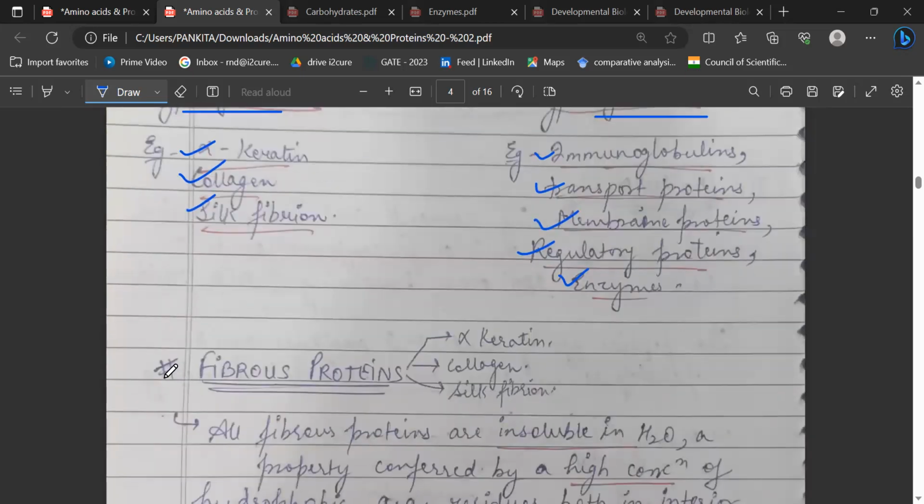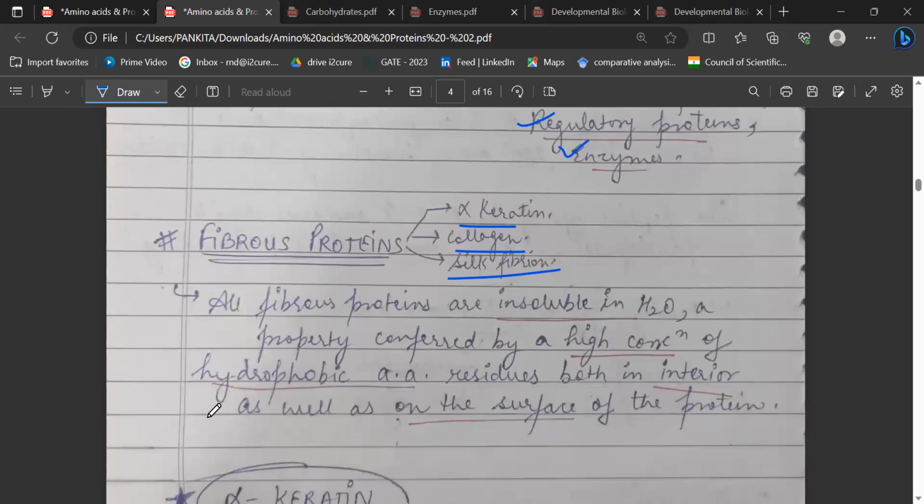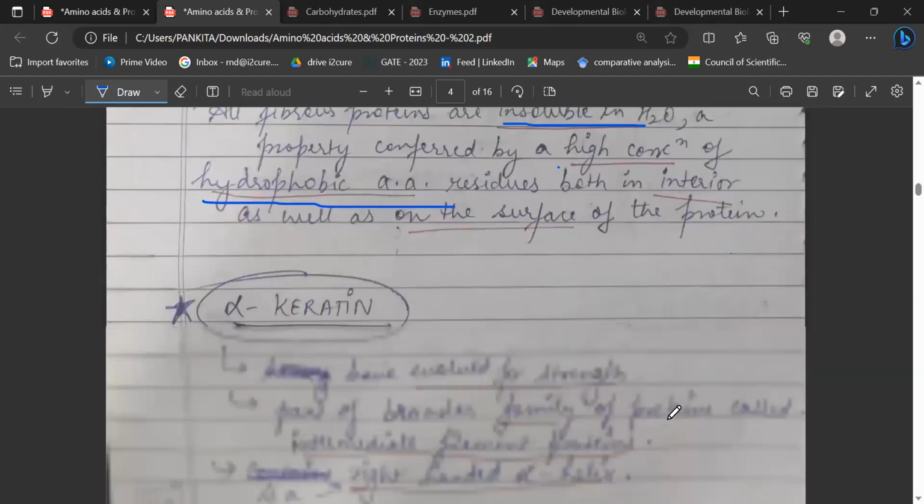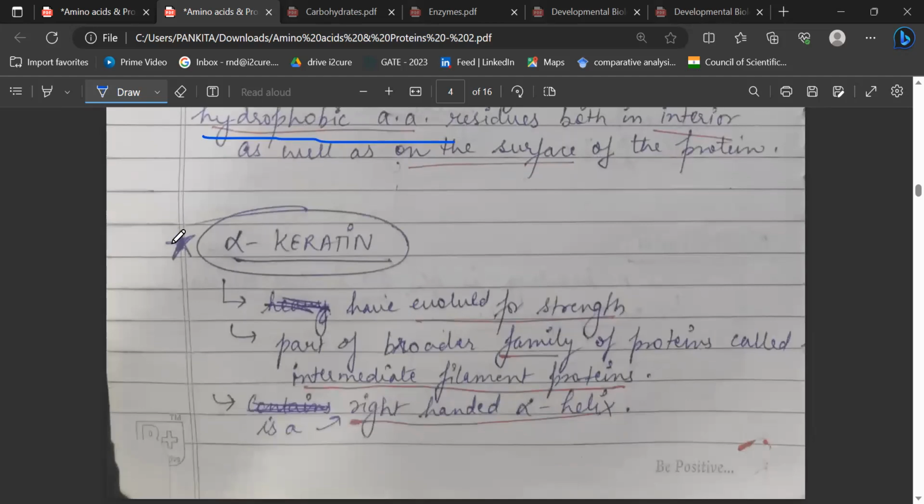Talking about examples of fibrous proteins, we'll be studying alpha keratin, collagen, and silk fibroin. All the fibrous proteins are insoluble in water. And why are they insoluble in water? Because there is a high concentration of hydrophobic amino acids both in the interior as well as on the surface of the fibrous protein.